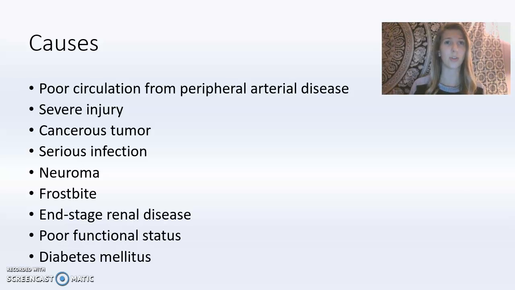Other causes are severe injury, either from a vehicle accident or serious burn, for example. Cancerous tumors in the bone or the muscle of the limb, serious infection that does not get better with antibiotics or other treatment, thickening of nerve tissue, which is called neuroma, frostbite, end-stage renal disease, poor functional status, and diabetes.